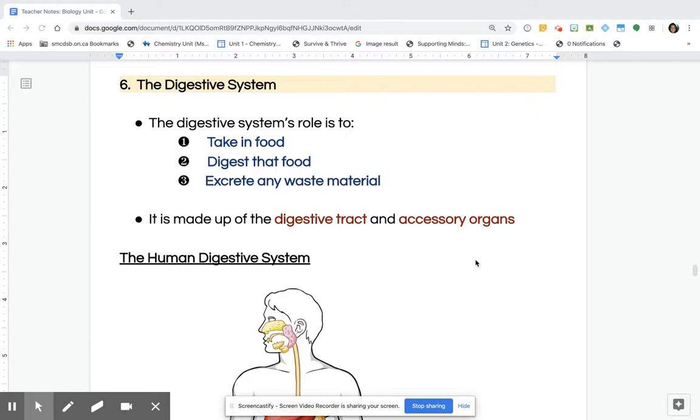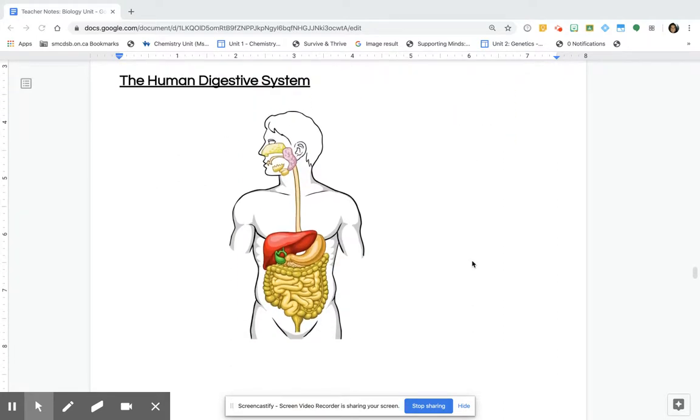And our digestive system has three main functions. The first function is to take in our food, then we need to digest that food, and then we need to get rid of any waste material that we have from the food. Okay? And basically, there's two main components of this. We have the digestive tract, which is how our food travels, and then accessory organs, which kind of help to take up nutrients and help our food travel, and all of these important things that it does, like give us enzymes and important stuff.